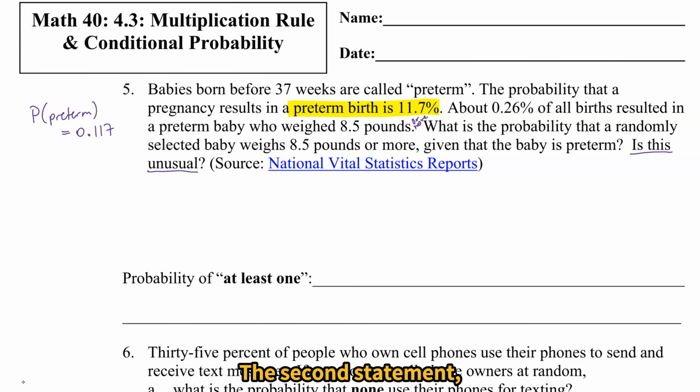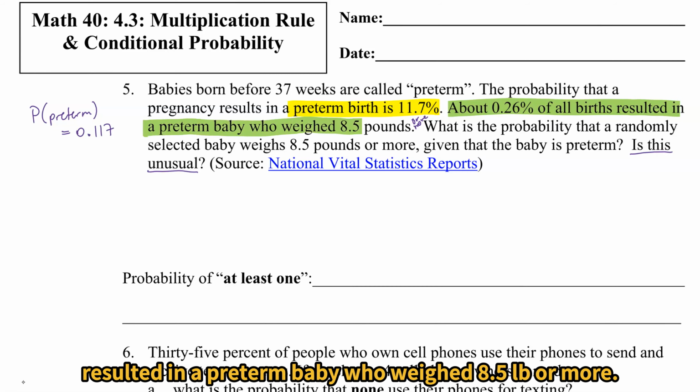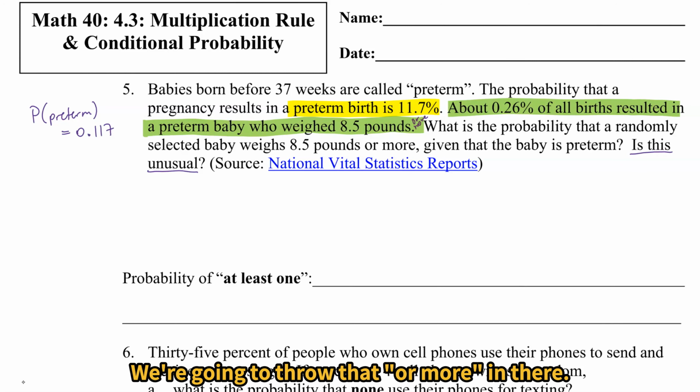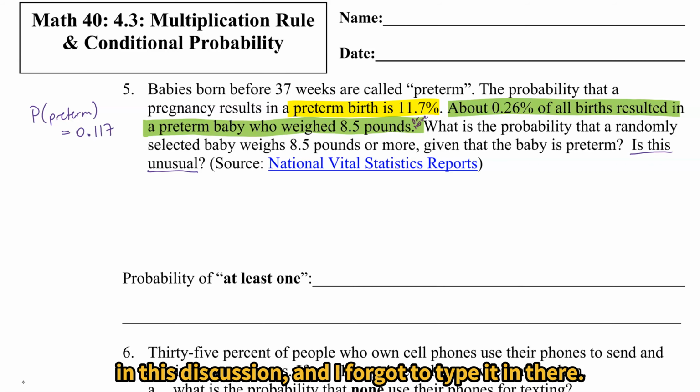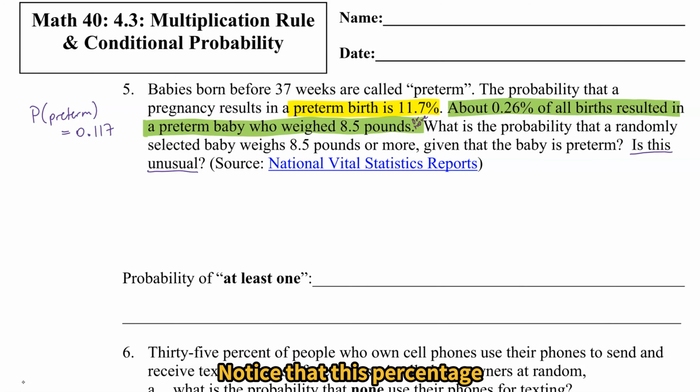The second statement, about 0.26% of all births resulted in a preterm baby who weighed 8.5 pounds or more. We're going to throw that "or more" in there. 8.5 is the minimum pounds for the baby in this discussion, and I forgot to type it in there. Notice that this percentage is referring to a preterm baby and 8.5 pounds or more.